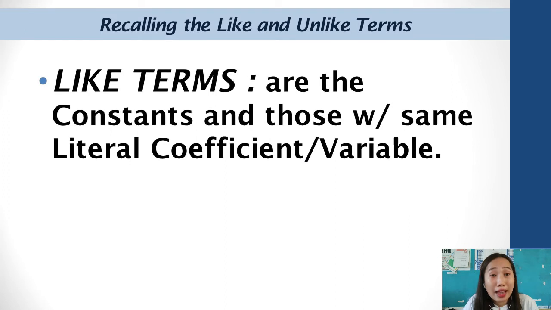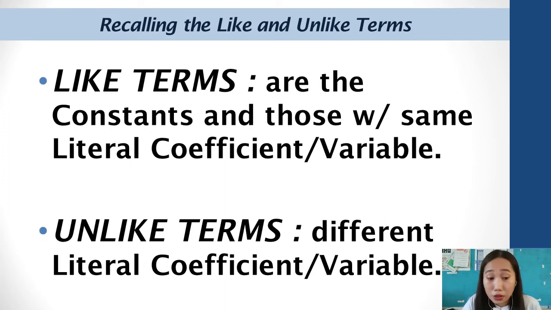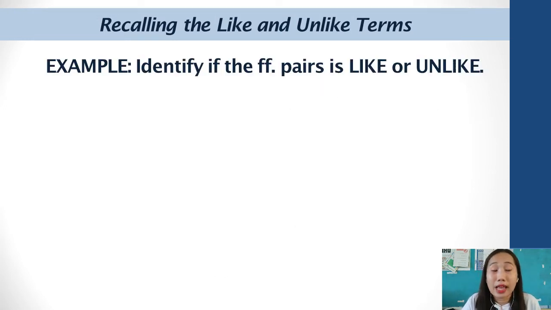So, the definition of like and unlike terms. Like terms, like meaning the same, are the constants and those with the same literal coefficient or variable, the same. Unlike terms have different literal coefficients or variables, different. So, we have examples here and I want you to identify which of these are like and which are unlike. Identify if the following pairs are like or unlike terms.